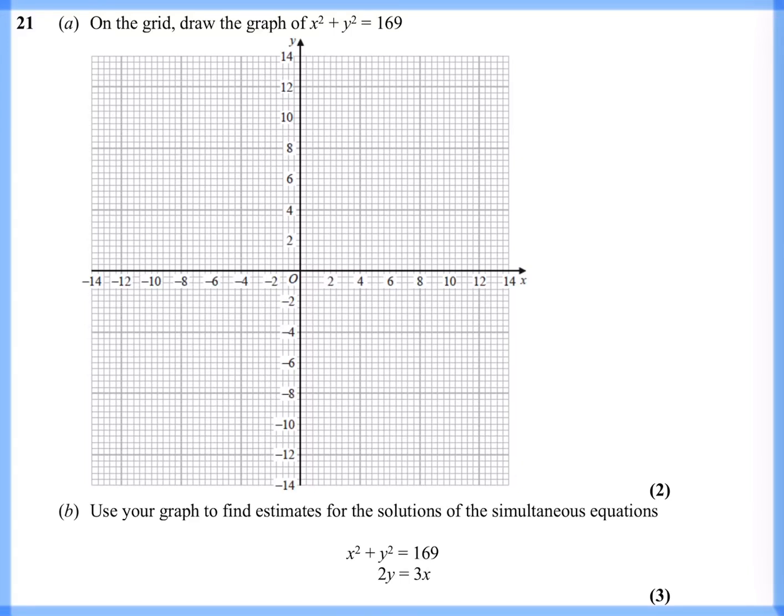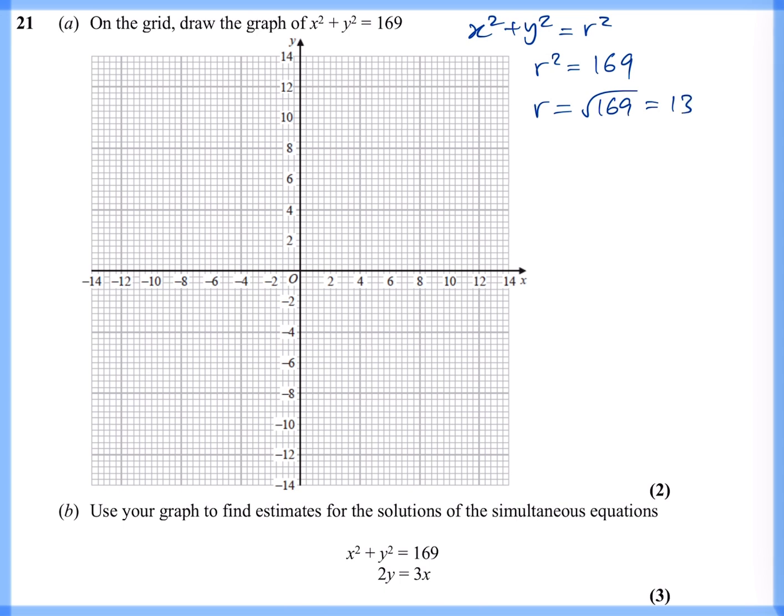Here is an exam question on circles, and in the second part, finding solutions to simultaneous equations graphically. So for the first part, we should first realize that x squared plus y squared equals r squared for any circle centered at the origin. In this case, r squared is equal to 169. This is a non-calculator question, so we should know the square root of 169 is equal to 13.